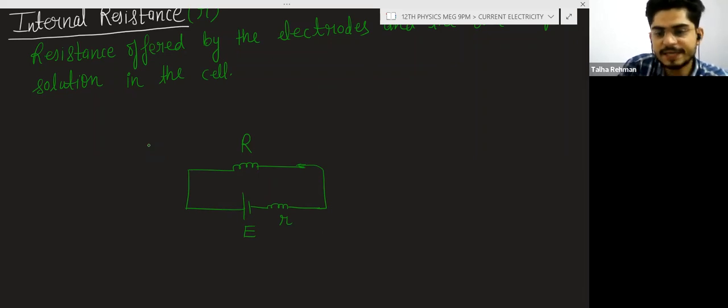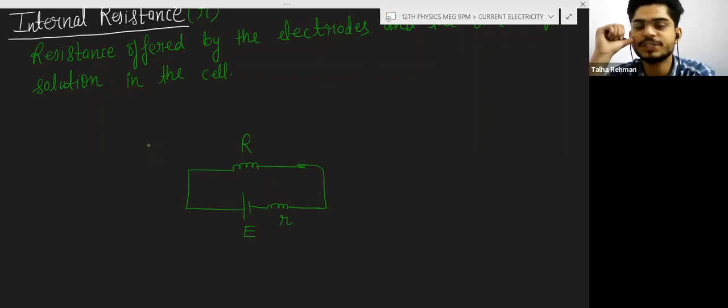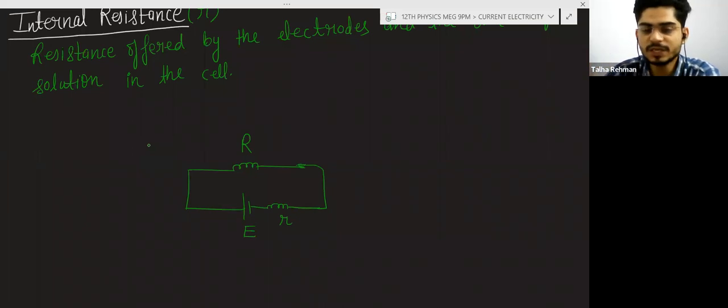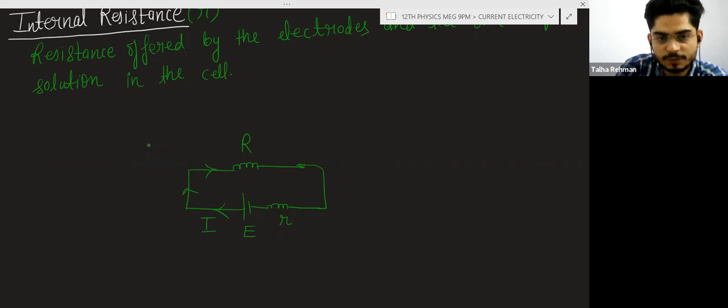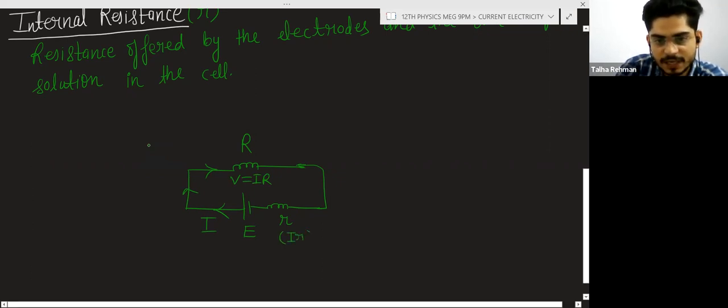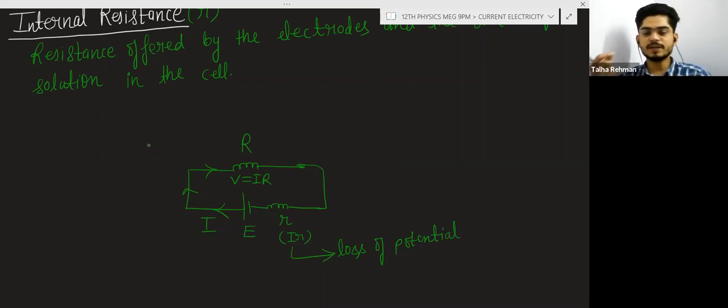So what will happen? Here at this small r, there will be some potential drop, because energy will be lost here. Suppose I current is flowing. Here you calculate the potential difference, here will be Ir. Then this is loss of potential. So due to the internal resistance of a cell, there is a loss in the potential.